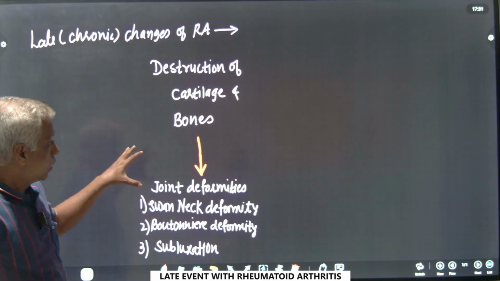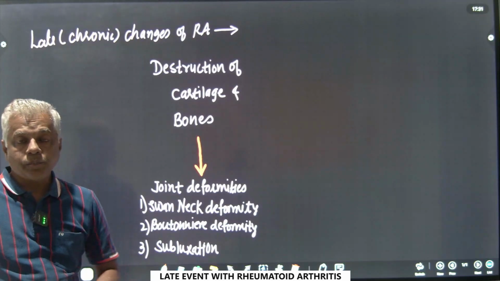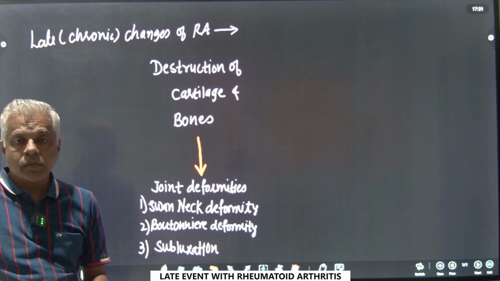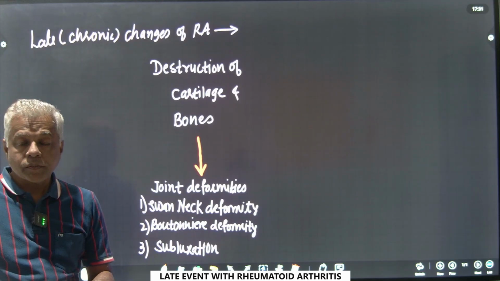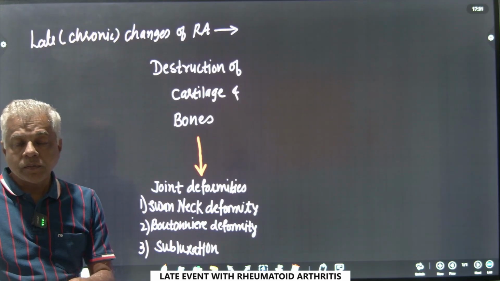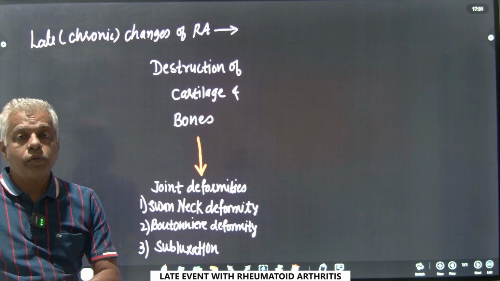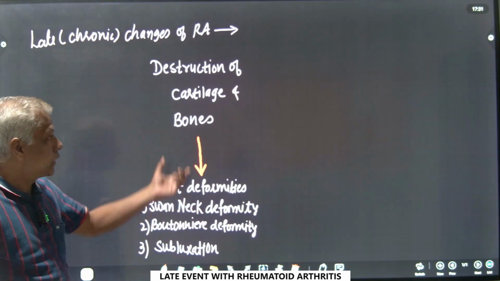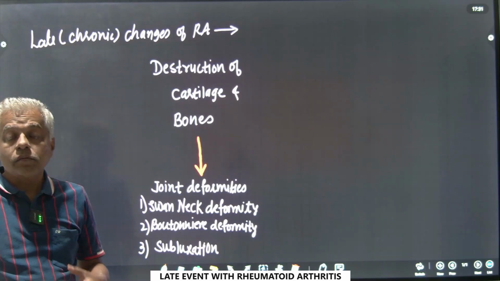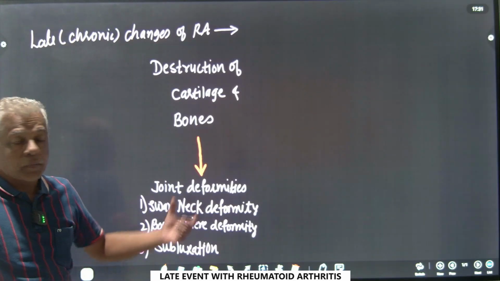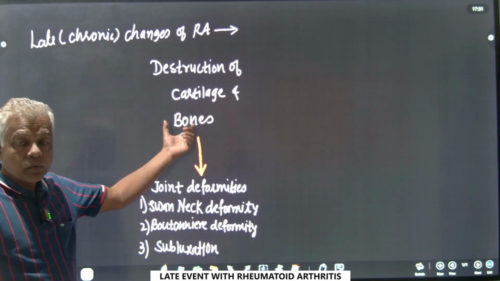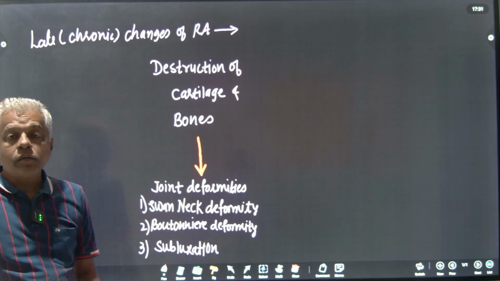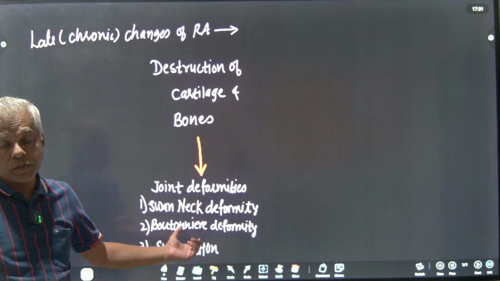So our concept must be clear in the sense that in the early or acute phase of the disease, it is synovial membrane inflammation and the subsequent events occurring because of it, and in the chronic phase of the disease, these various events in the synovial membrane lead to destruction of the cartilage and the bones. Finally, we are getting joint deformities in these patients.